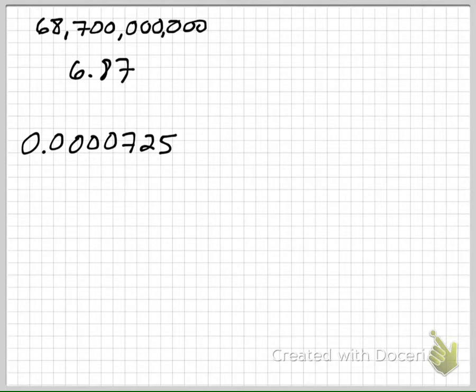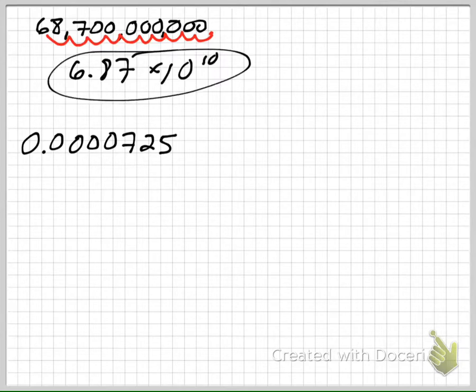So I go, well, it was originally here. Now I have to move it, so 1, 2, 3, 4, 5, 6, 7, 8, 9, 10. I moved it 10 spaces, so then the answer is times 10 to the 10th. Why the 10th? Why not a negative? It's a huge number, right? It's bigger than 1. Bigger than 1, positive exponent. Smaller than 1, it's a negative exponent. Okay, then down here, this thing's a baby. We know it's going to be a negative exponent, but we'll get there.